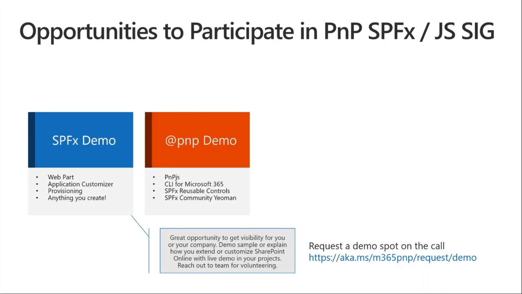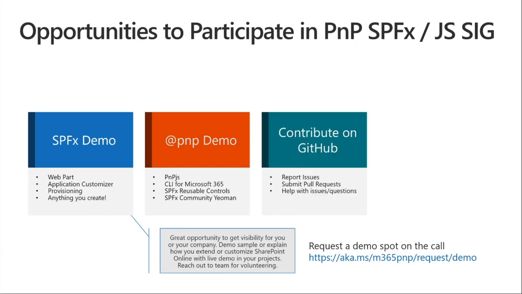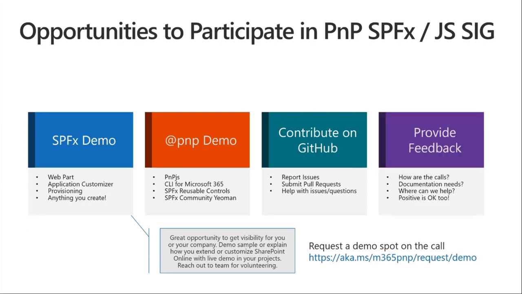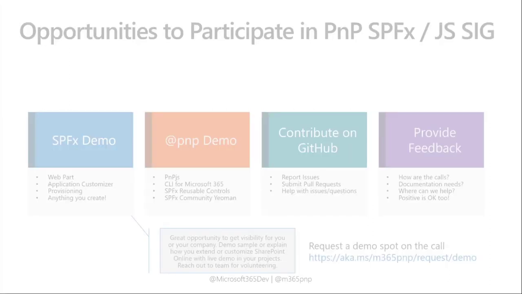You can provide a PnP demo, right, on any other areas of the Patterns and Practices community using those particular resources. You can contribute on GitHub. We have lots of reports, reporting issues, and you can submit pull requests. And then, of course, you can provide feedback. So we always look to know if there's improvements that you would like, some ways in which you could add and accentuate the community in these calls. And positive feedback and constructive feedback is good as well. So we always like to hear what you feel is working and what you feel could be improved as well.